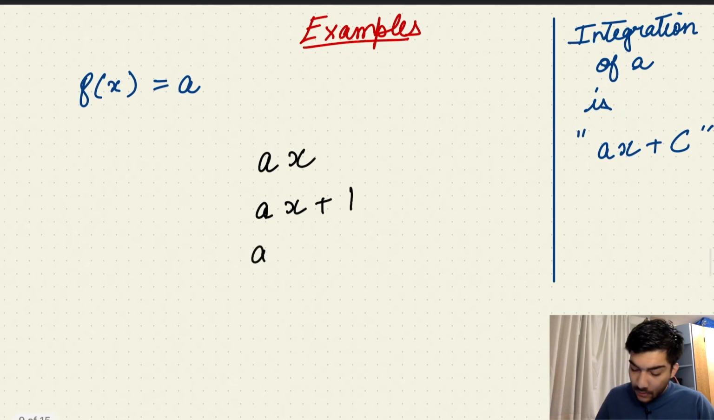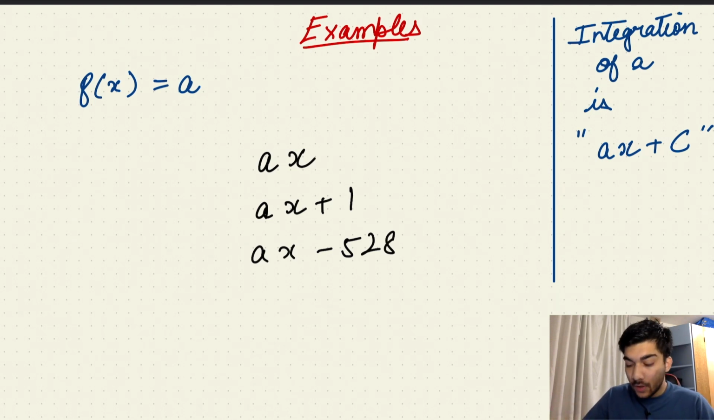And that also applies to ax minus 528. So in order to come up with a general solution for this problem, I'll also have to consider the fact that differentiation of constants is 0. So as a result, my most appropriate guess becomes ax plus c, where c is a constant.